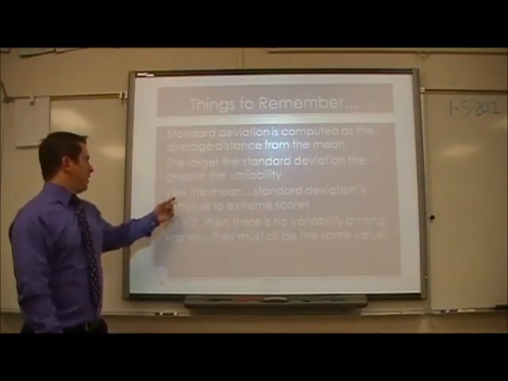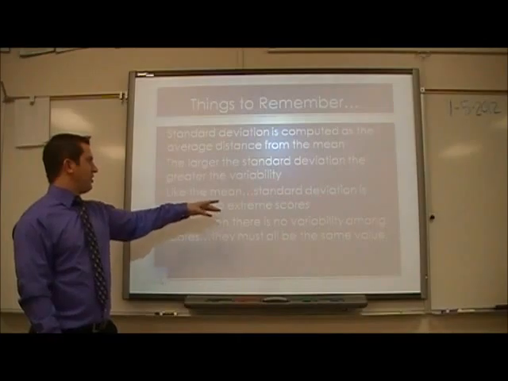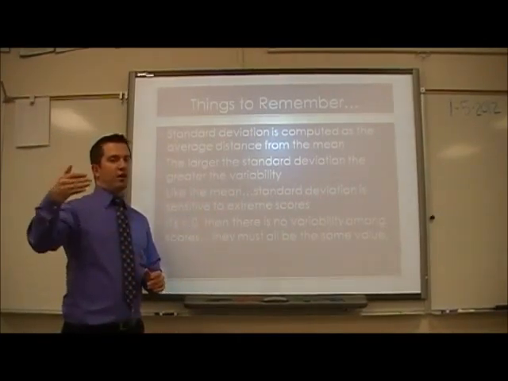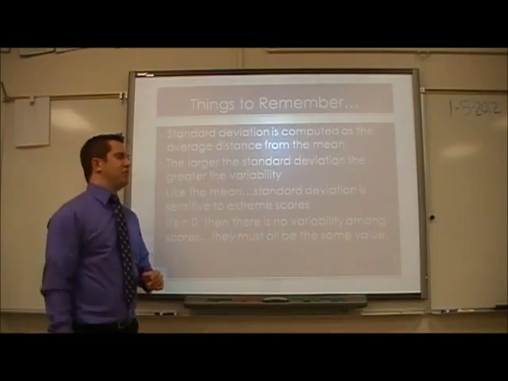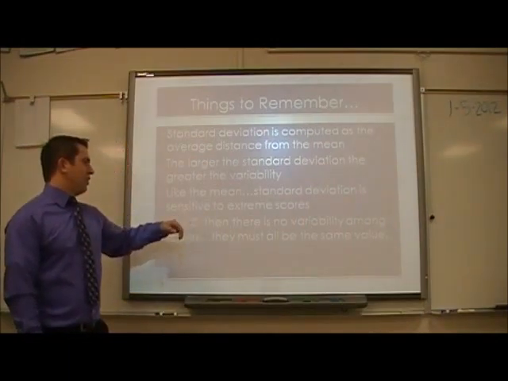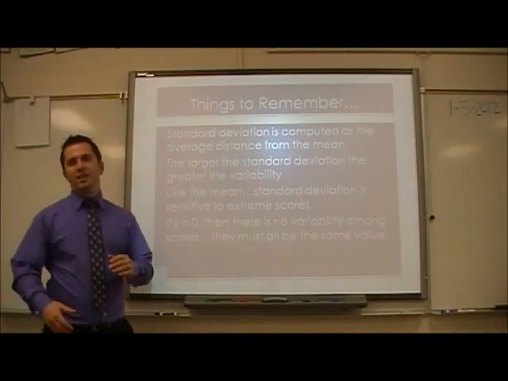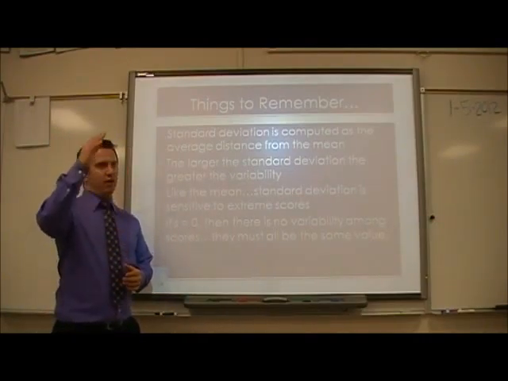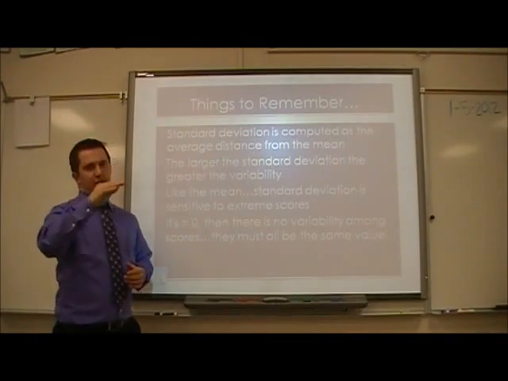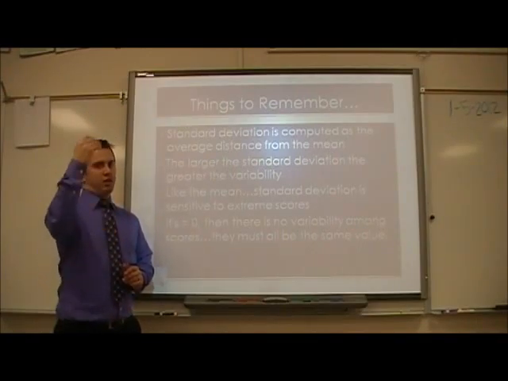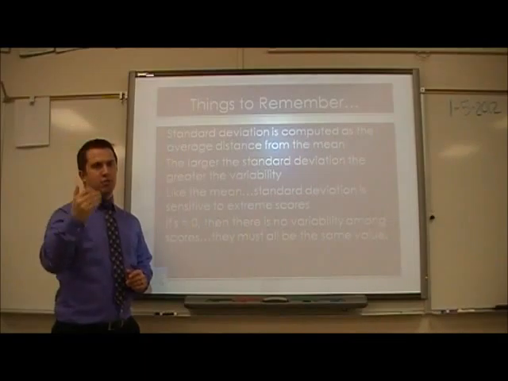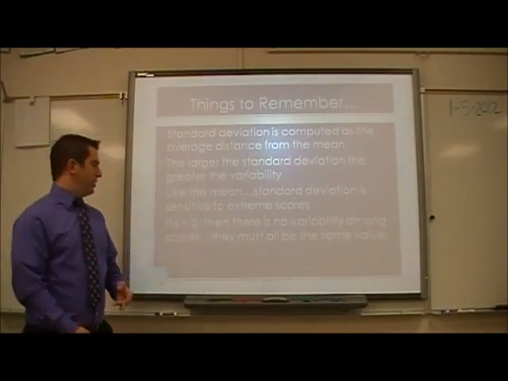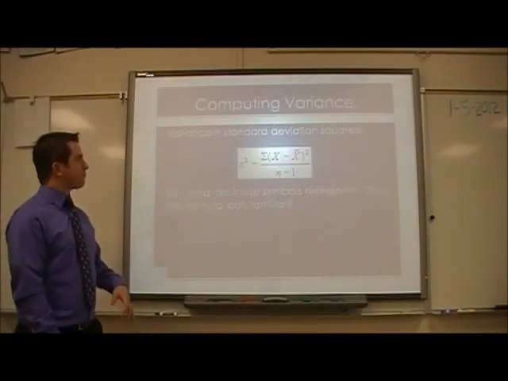Like the mean, standard deviation is sensitive to extreme scores. That's very important here. If you've got outliers, your standard deviation is going to be very sensitive to them. If s is 0, then there's no variability. That means you've got the same number all the way through. Say your data set is 50, 50, 50, and 50. Your mode's 50, your median's 50, your mean's 50. You have no variance. It's the exact same number the whole data set. That's what that's getting at.